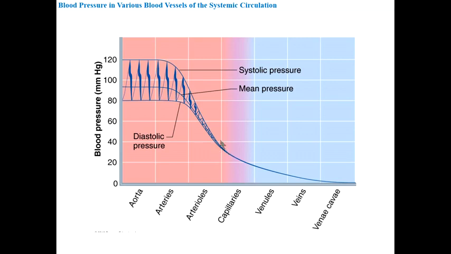By the time we get to the end of the arterioles, there's no difference between systolic and diastolic anymore. It's just one pressure through the capillaries, through the venules, veins, and then last the vena cavas, the large veins that dump blood back into the heart, where we get to just about zero at that point.